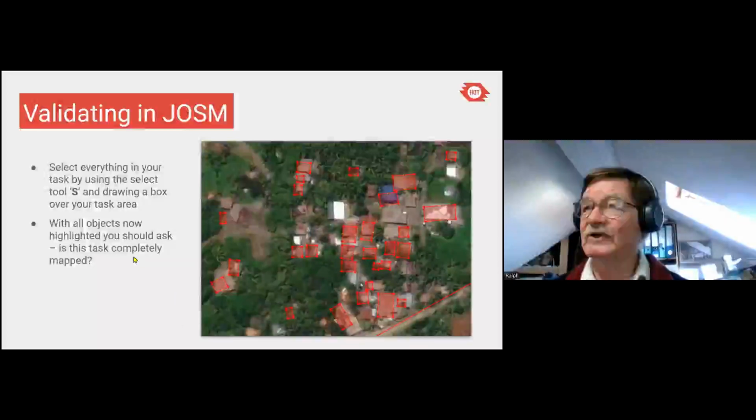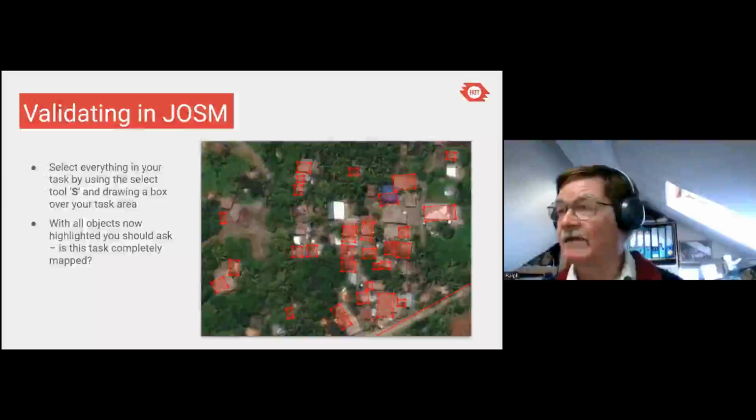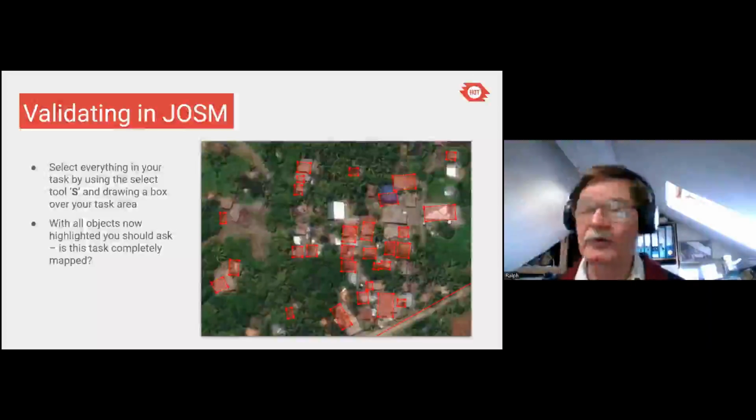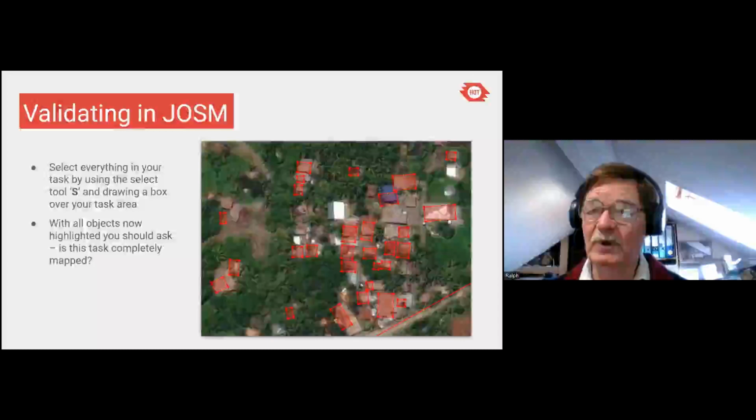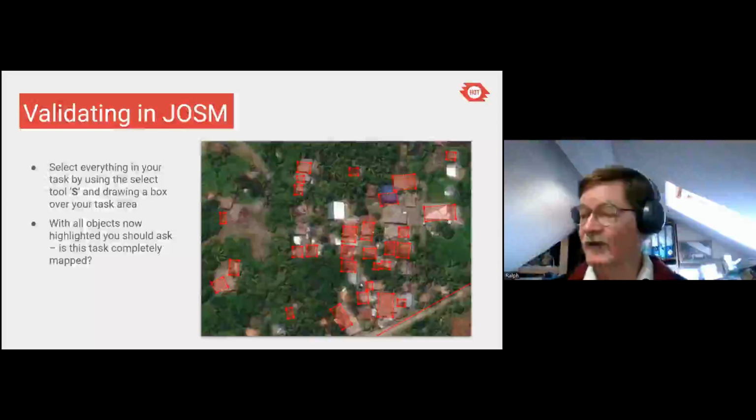Now, with all the objects highlighted, you should be able to see how completely mapped it is. If there are any features that have not been mapped, you will be able to see them quite clearly and easily. It will also give you a list of all the people who have mapped within that task square. Right, so the first step, is it completely mapped? And that is one of the first things you need to ask about any task.